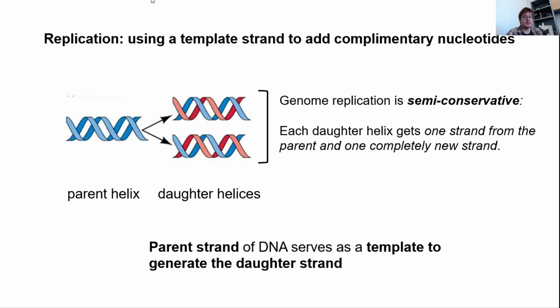And what that means is that after you copy the genetic material from the parent into two copies, so if we started with one parent helix and we copied it into two daughter helices, semi-conservative means that each daughter helix is actually going to get one of those strands completely from the parent, and then the other complementary strand will be synthesized completely new. And so in this semi-conservative, you should be thinking that the parent strand of DNA is going to serve as a template to generate the daughter strand.